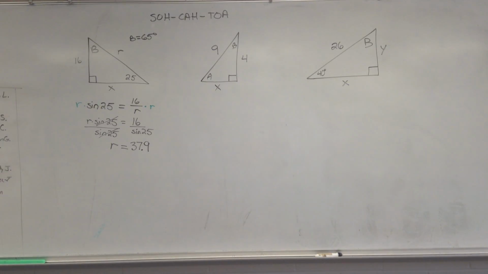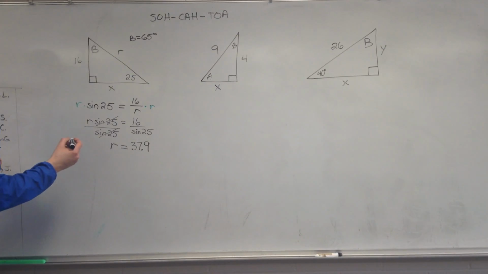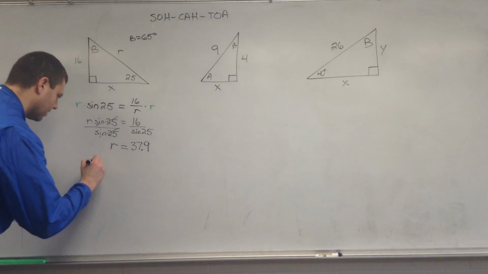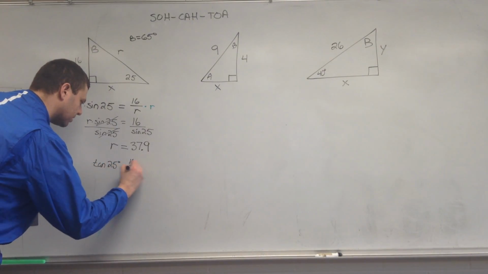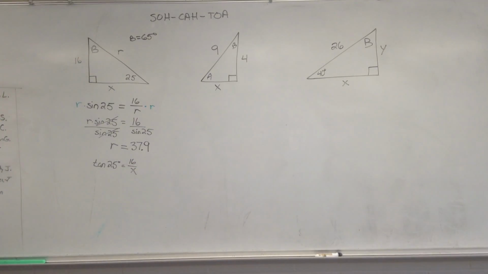Angela, what do you think? She said tangent of 25 degrees equals 16 over x. What do you guys think of that setup? I agree. Okay with it? We'll do tan 65 equals... it'd be adjacent to 16 over... opposite over adjacent, but I spelled 16 wrong.